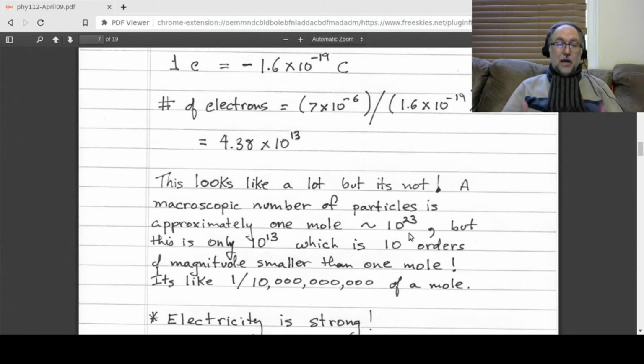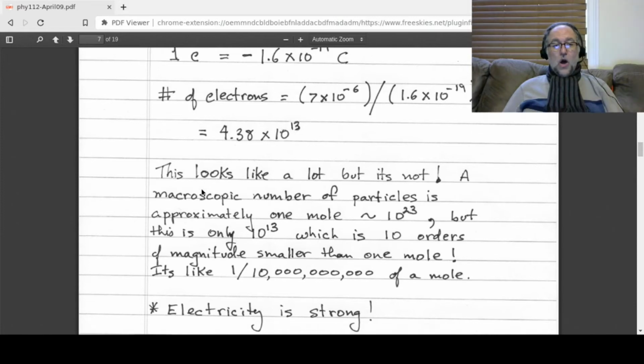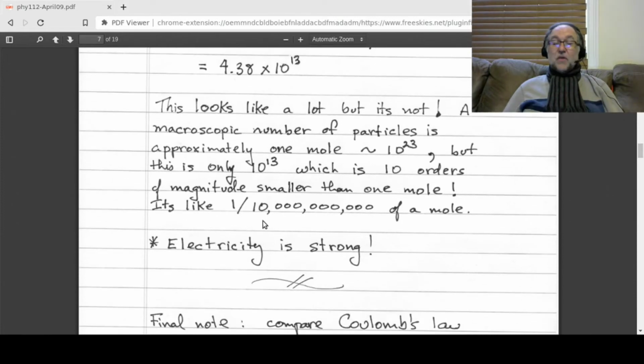So macroscopic objects are about 10 to the 23, but this is down at 10 to the 13, and that's 10 orders of magnitude difference. That's like 1/10 billionth of a mole. And so all you're basically doing to get that 7 microcoulomb charge is taking out 1 electron out of every 10 billion atoms. And so it doesn't take a lot to create a significant charge, and this gives you a sense of just how strong electricity is.